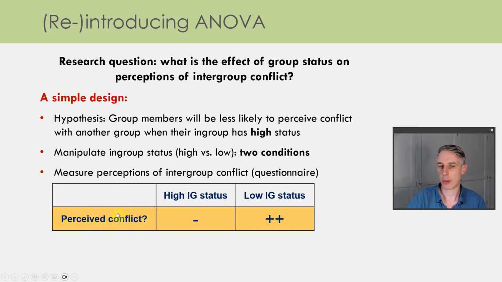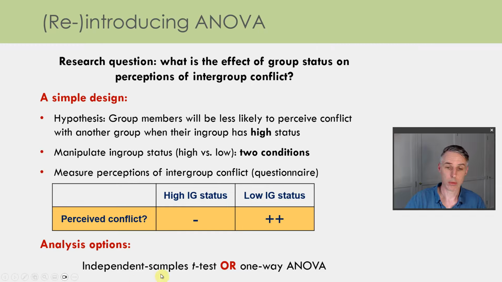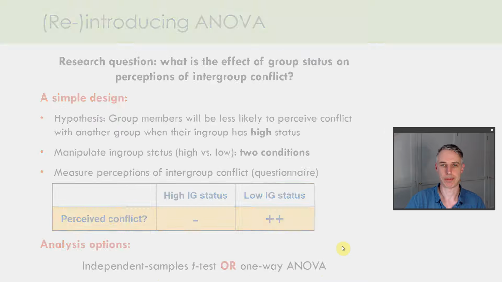So schematically, we might represent the design and the prediction as follows. We've got a dependent variable. We've got our two levels, two conditions of the independent variable, high status and low status, and the prediction represented here is that we're going to perceive more conflict, higher scores in the low status condition than the high status condition. So, given that relatively simple design, what are our analysis options? Well, there's actually a couple. We might run an independent samples t-test or a one-way analysis of variance. I'm going to show you both of those in action.